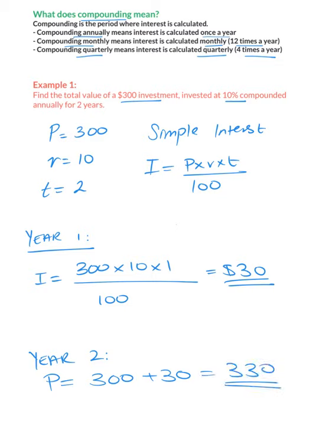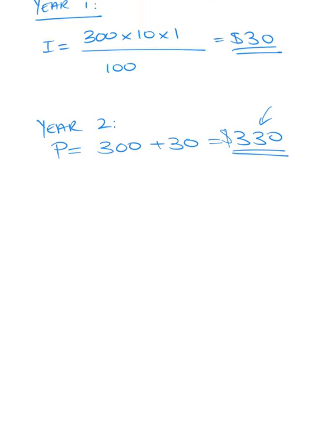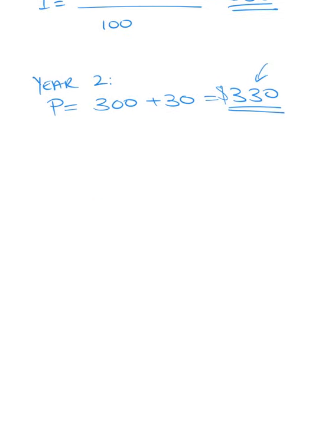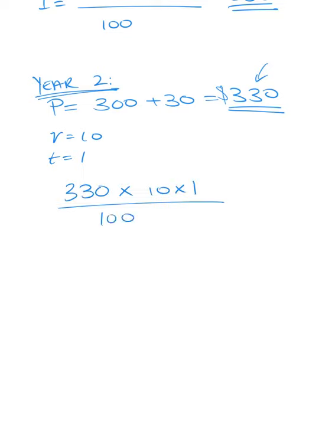So in order to find the interest gained in the second year, I need to add this $30 to my initial principal amount. So my initial principal amount was $300. However, I've gained $30 interest, so I now have $330. So the new interest should be calculated using the new value, which is $330. So again, P equals 330. R stays the same and T is equal to 1 because we're looking at 1 year at a time. So I have 330 times 10 times 1 over 100, and that gives me $33.